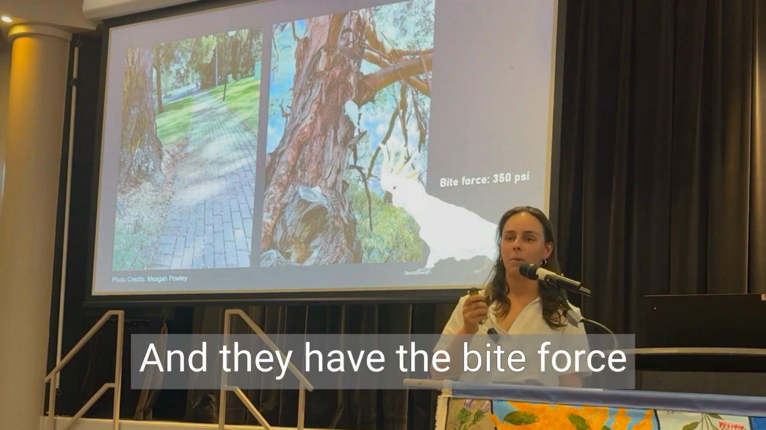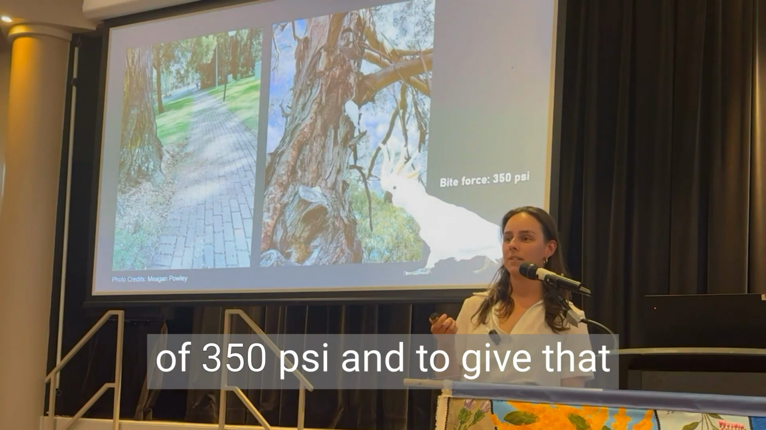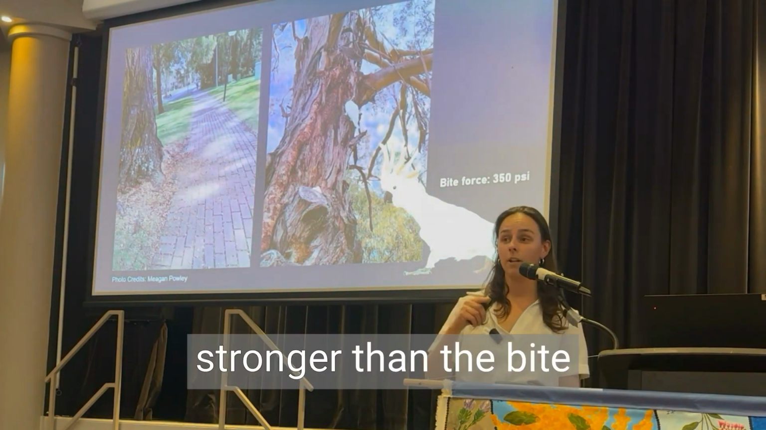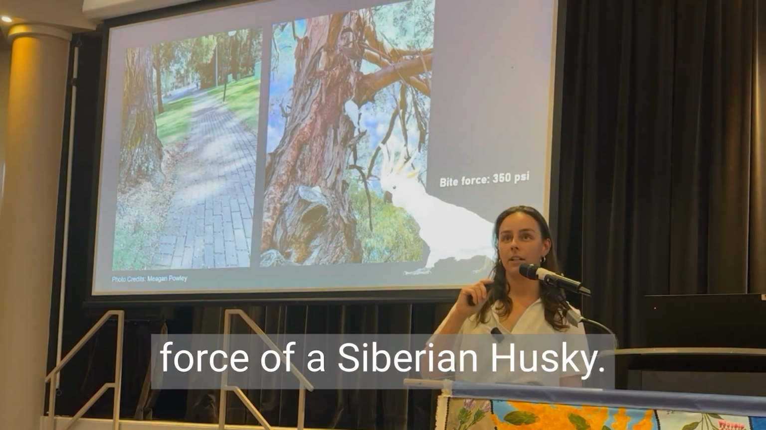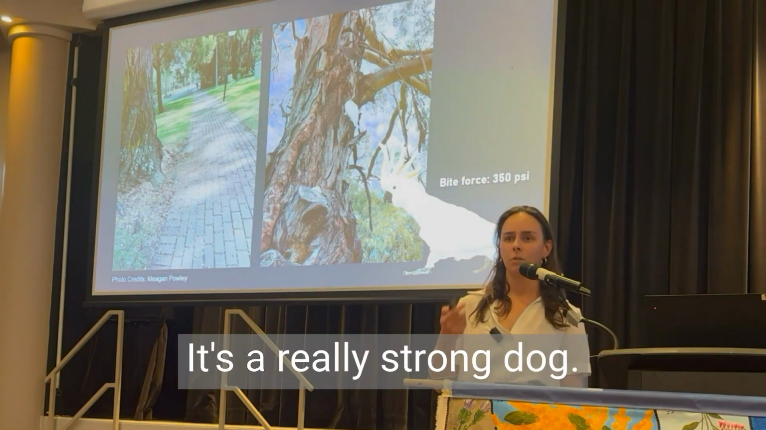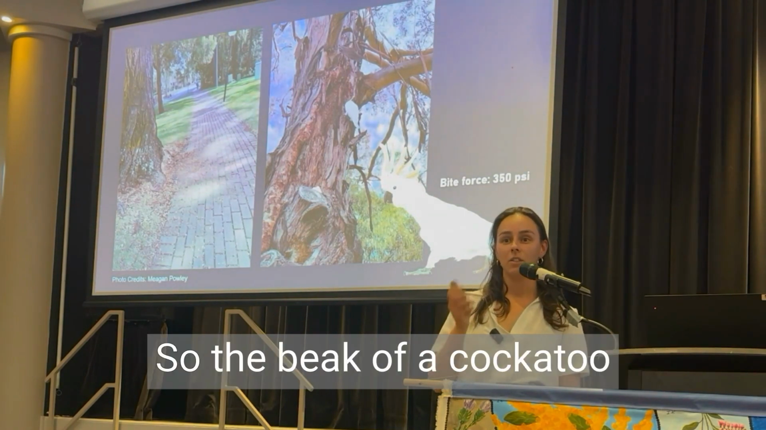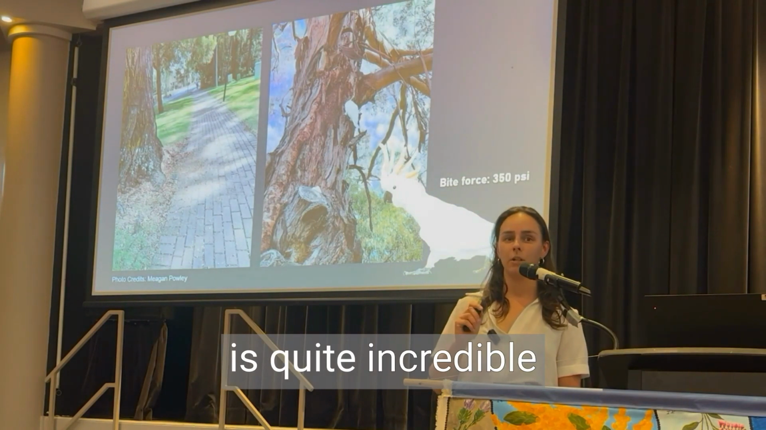They have a bite force of 350 psi, and to give that a bit more context, that's actually stronger than the bite force of a Siberian husky. A really strong dog, they have a bite force of 320 psi. So the beak of a cockatoo is quite incredible and quite a tool.